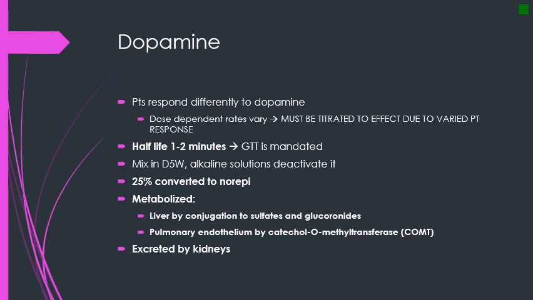So as we stated, patients respond differently to dopamine, so you have to titrate it to the effect. The half-life's only about 2 minutes, so you definitely have to have a drip. You cannot be pushing dopamine in the OR. It's mixed in D5 because alkaline solutions will deactivate it. About 25% of dopamine is converted to norepinephrine, and norepinephrine is not metabolized. It's reuptaken into the adrenergic nerve endings.